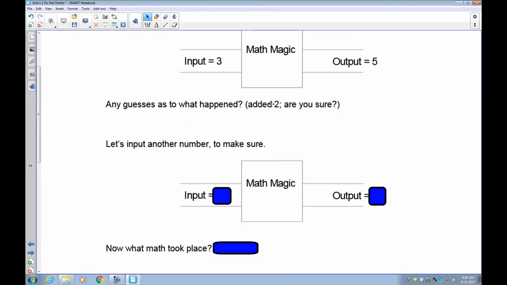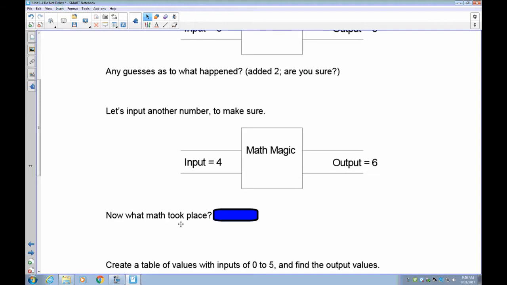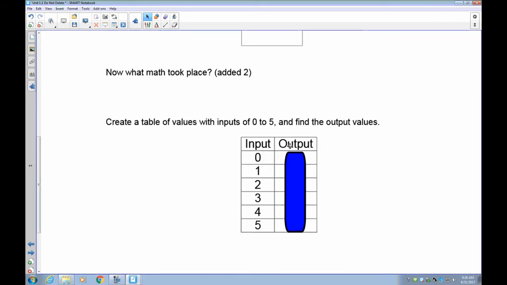In order to make sure, we have to do another one. So here's 4. And if we're adding 2, this one should be 6, and it is. So what took place? We added 2. So now, pause the recording, and I want you to fill in the table.